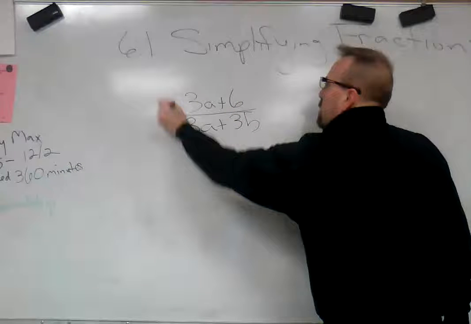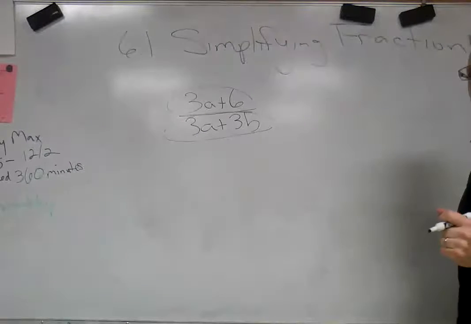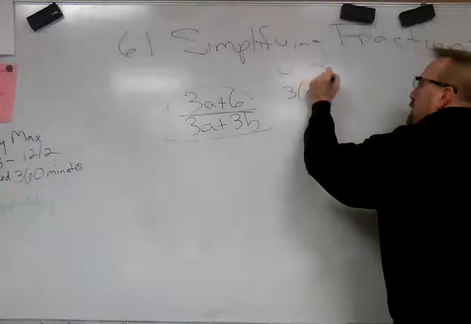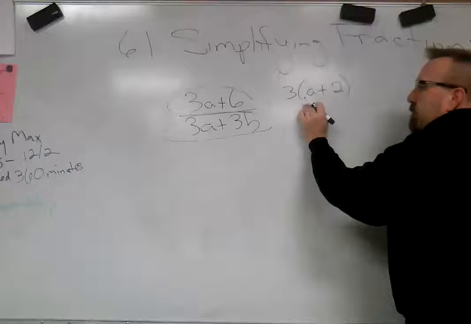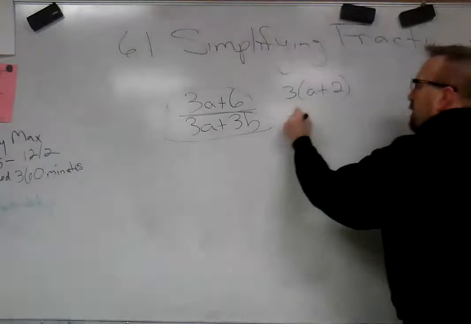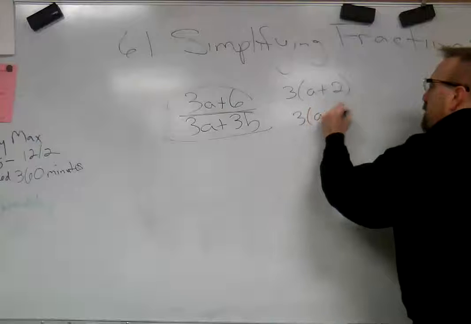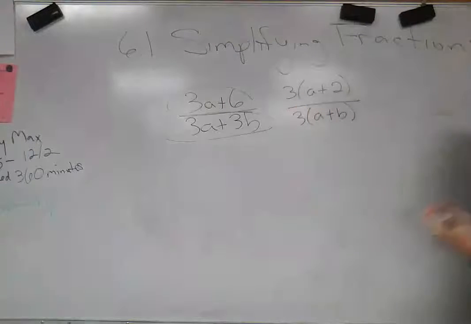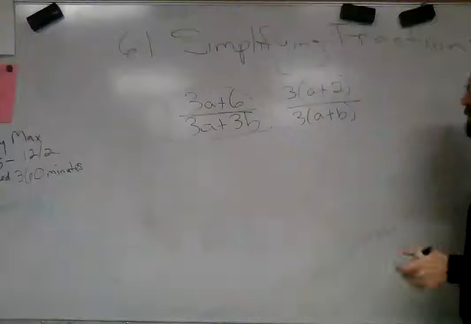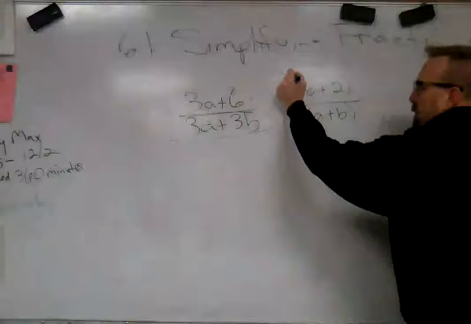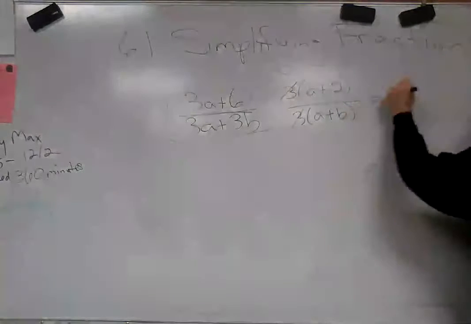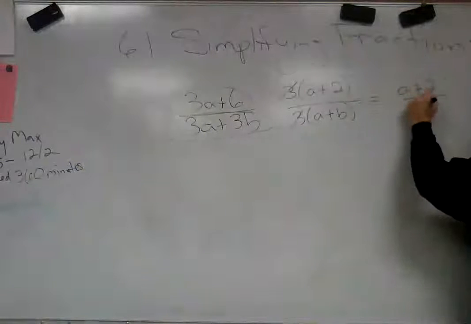If we look at the top, what's common in both of those two terms? 3. So if we took out a 3, we now have 3 times a plus 2. What's common in this bottom? 3 as well. So if we took out the 3, we'd have a plus b. Now, just like regular fractions, if something's the same on the top and the bottom, we can reduce it or cancel it out. So we can divide the top by 3 and the bottom by 3. All we're left with is a plus 2 over a plus b.